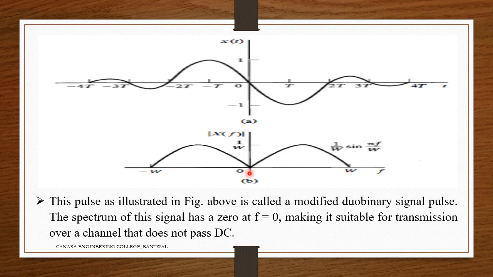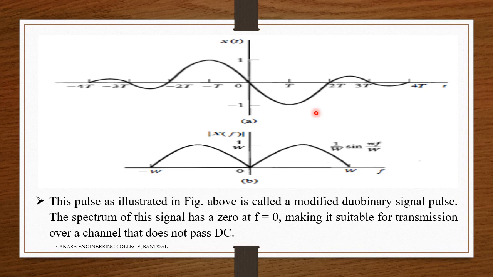Here f is equal to 0. It means constant here, and it is moved here. And it is suitable for transmission over a channel that does not pass DC. So we are making it in such a way, and you have to see the difference here, that it has +1 on the negative side and -1 on the positive side, as per the earlier equation in the previous slide. So we are trying to make it proper there, and this we call a modified binary signal pulse.